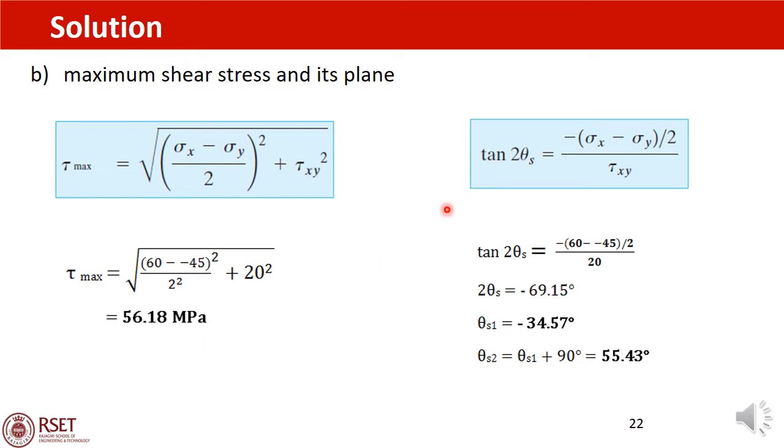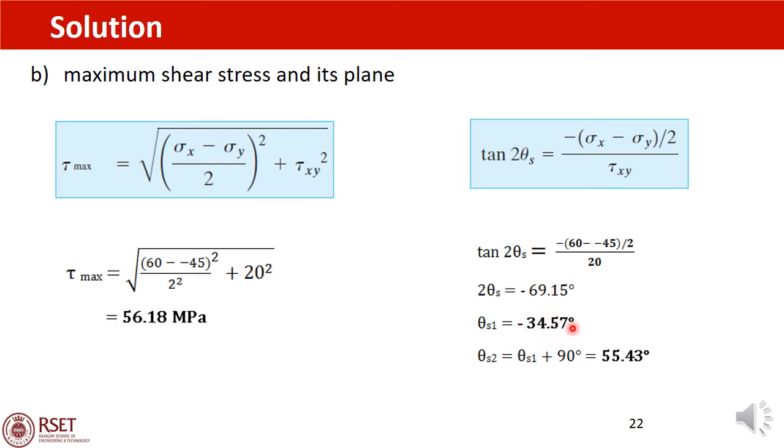And to find the plane on which the maximum shear stress is acting, we have the relation tan 2 theta s equal to minus of ((sigma x minus sigma y) by 2) the whole divided by tau xy. Substituting the values, we get tan 2 theta s equal to minus ((60 minus minus 45) by 2) the whole divided by 20, or 2 theta s is equal to minus 69.15 degrees, and theta s1 is equal to minus 34.57 degrees.